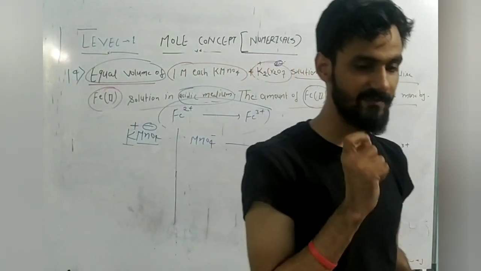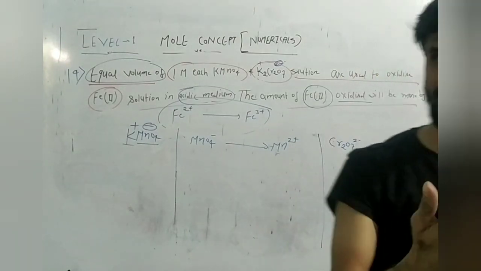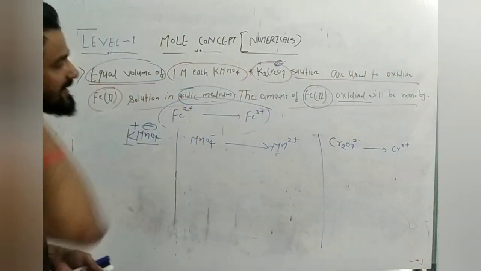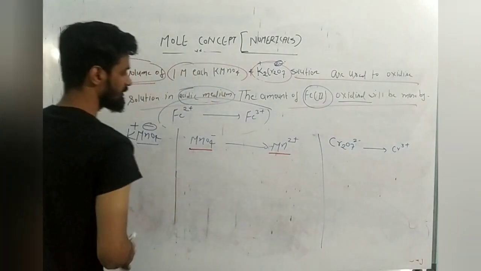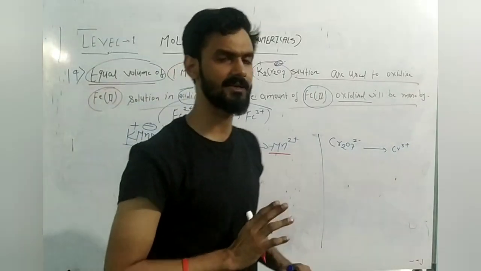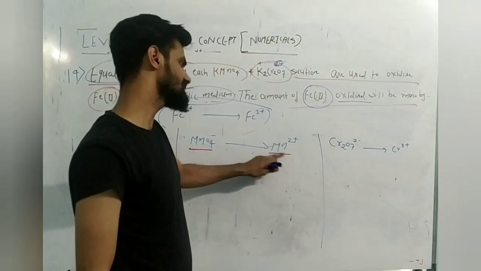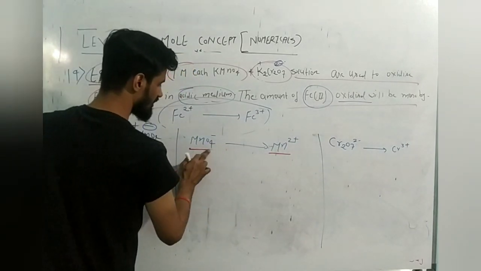Just understand, I am going from the basic things, and from the basics I will let you understand how you can calculate the N factor very easily. Here MnO4- is getting converted to Mn2+. First of all, you have to balance the main atom. Here the main atom is manganese. Manganese is balanced, it's okay. You don't have to panic about that. Now just see oxygen. Here oxygen is 4.